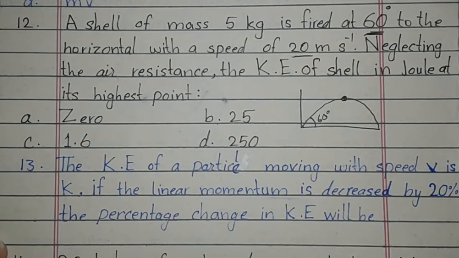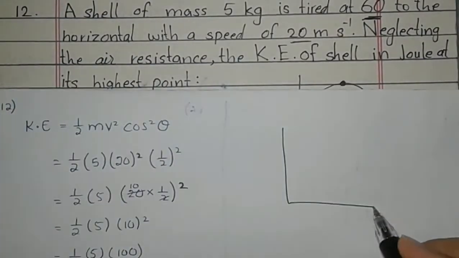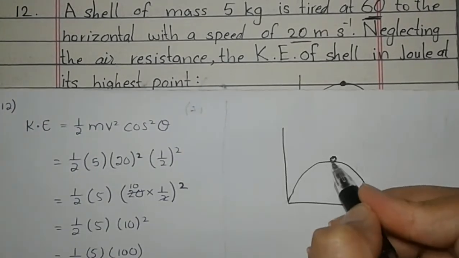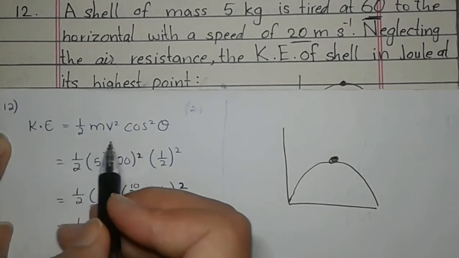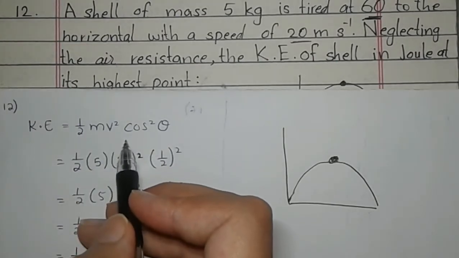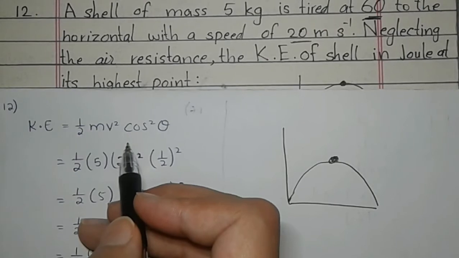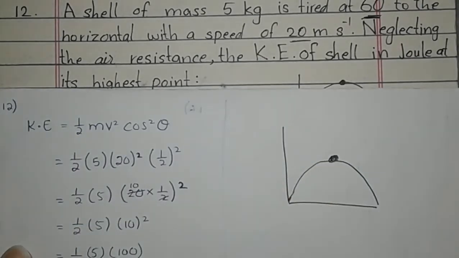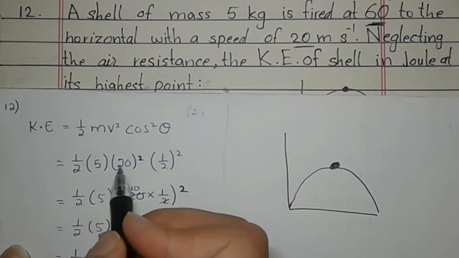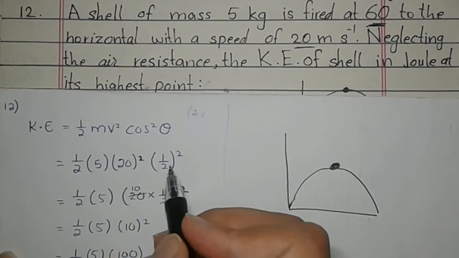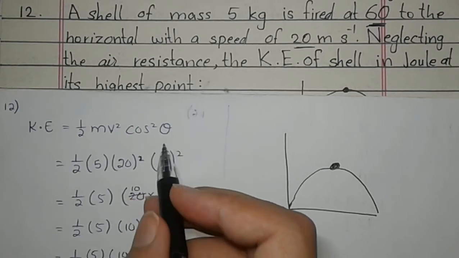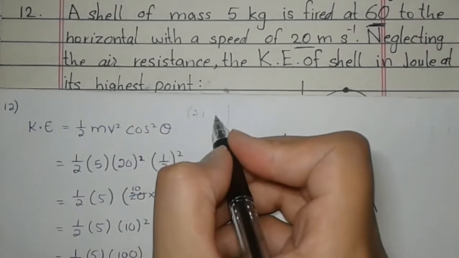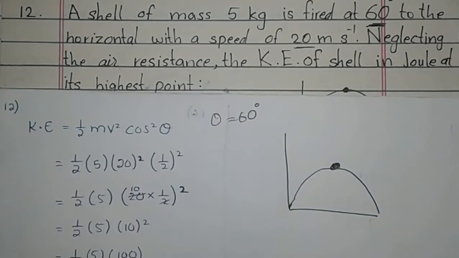We have to find the kinetic energy at this point. We know that kinetic energy at the highest point is equal to 1 over 2 mv square cos square theta. It's a formula of kinetic energy at the highest point. Now mass is 5 kg, velocity is 20, and cos 60 is equal to 1 over 2. So here is cos square theta, we will take the square of 1 over 2. Theta is equal to 60 degree and cos 60 is equal to 1 over 2.